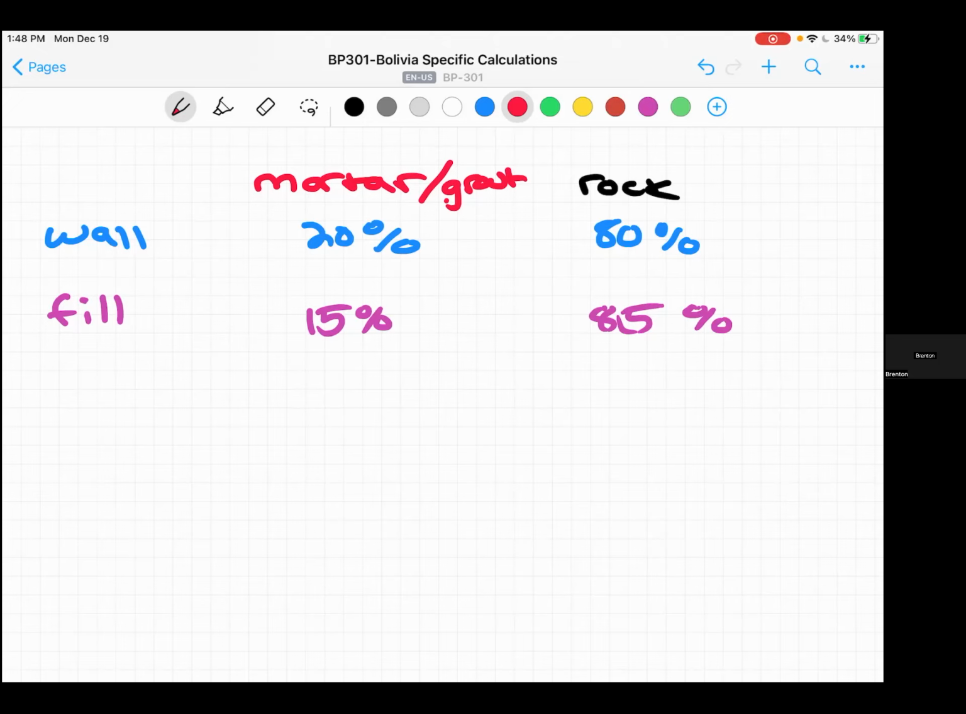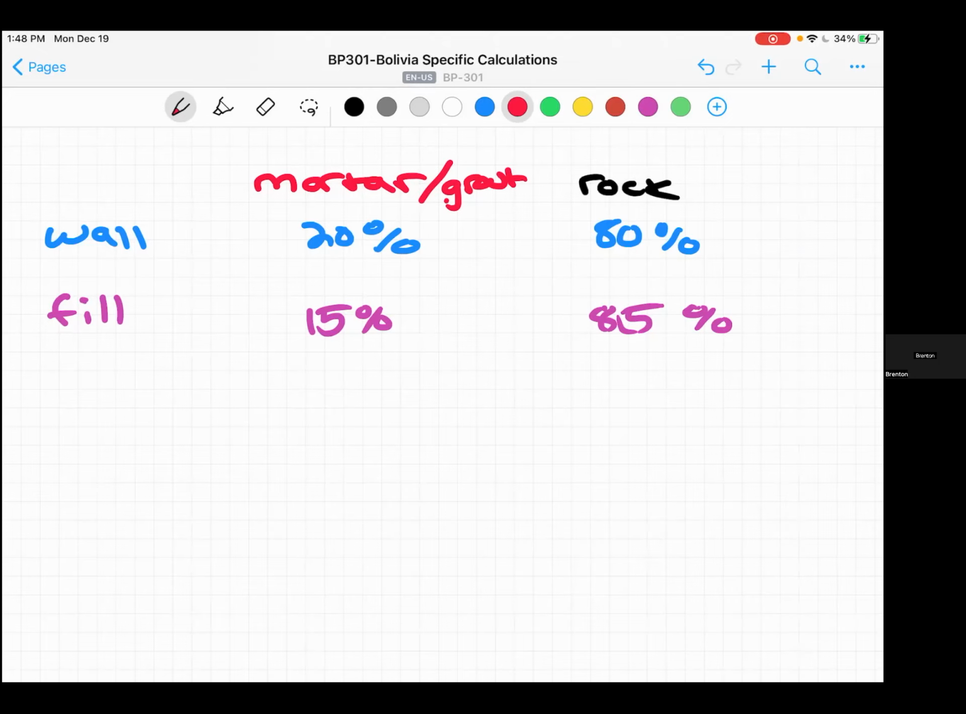And the fill is rocks with the slurry mix in between it, but it's not going to perfectly fill the voids like we get in the masonry walls. So there's going to be less grout and more percentage per volume of rock.